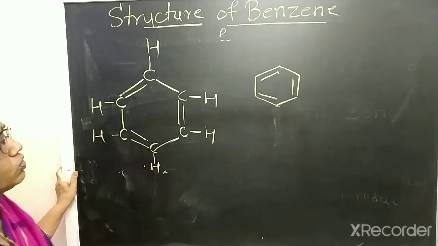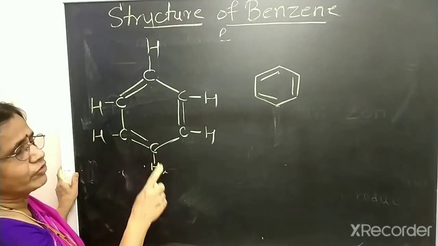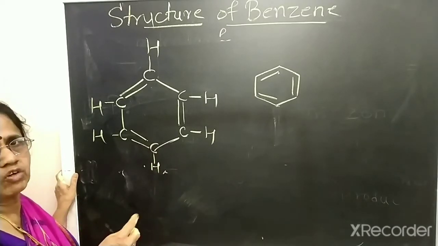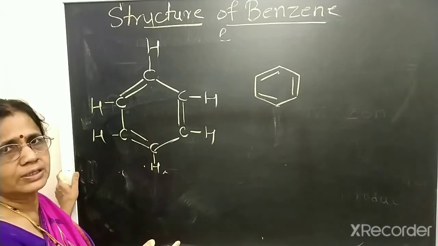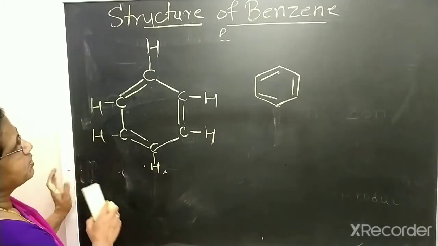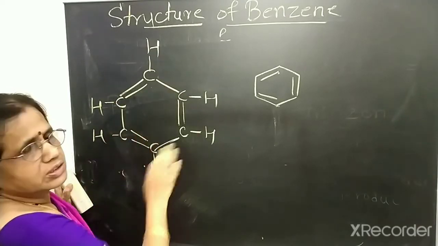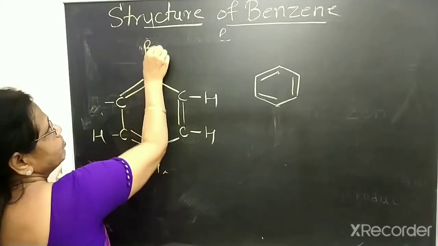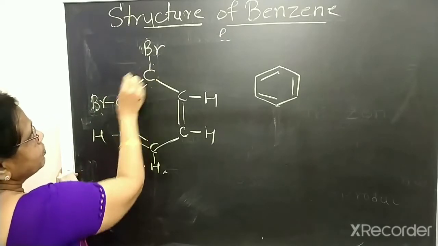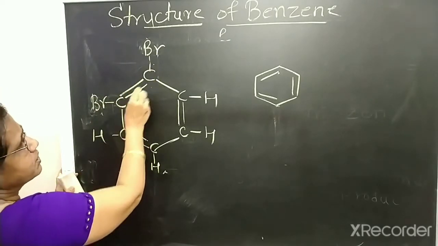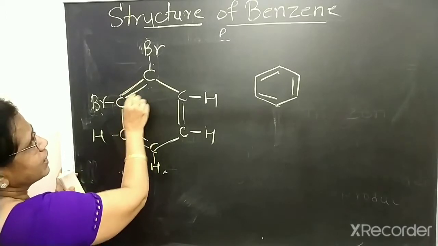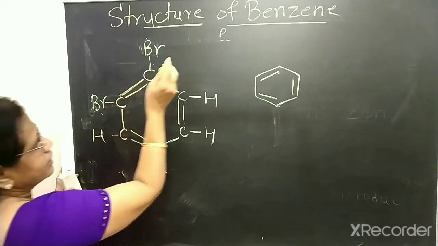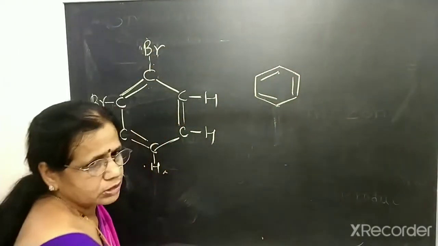Okay. Now in the structure, if it forms a disubstituted compound, there are 2 possibilities. Disubstituted means 2 hydrogens are replaced. So suppose this hydrogen and this hydrogen are replaced by bromine, Br and Br. Both Br are attached to the carbon atoms which have the double bond.